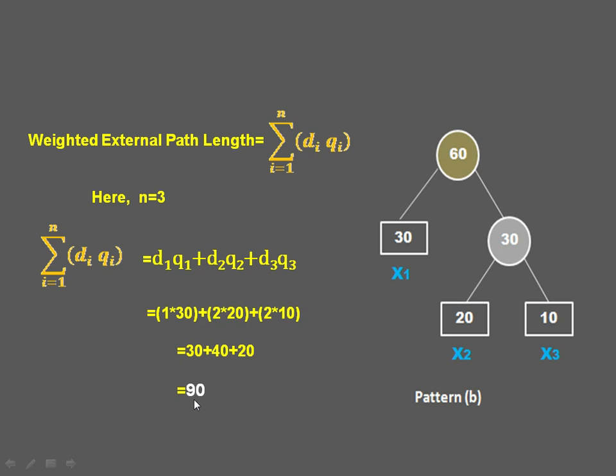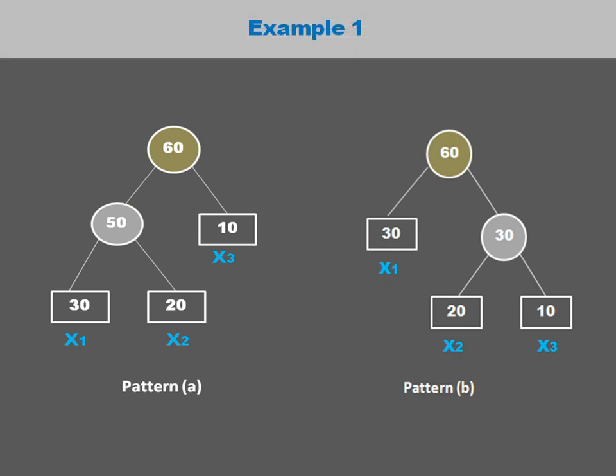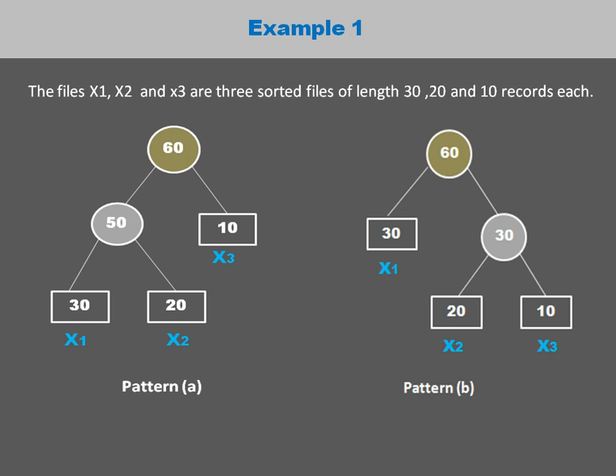Now if we compare these two patterns, pattern A and pattern B, we can say that the first pattern requires 110 moves, and the second pattern requires 90 moves. So from these two we find that fewer comparisons are required for the second pattern. Therefore we can say that the second pattern is faster than the first pattern.